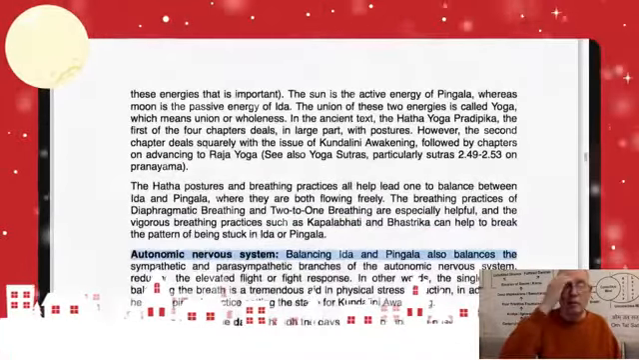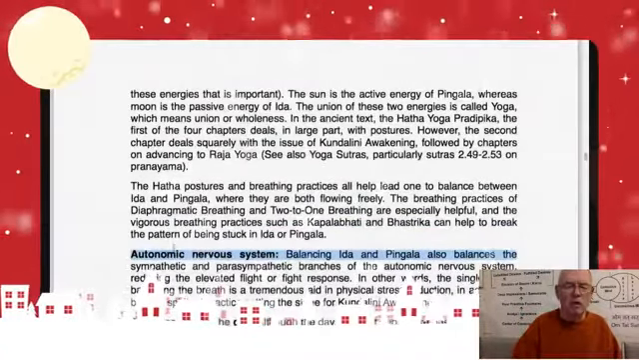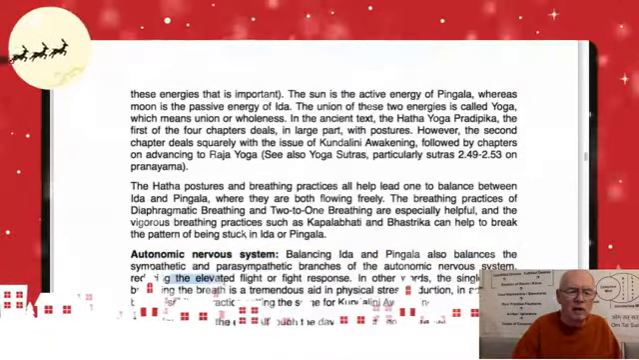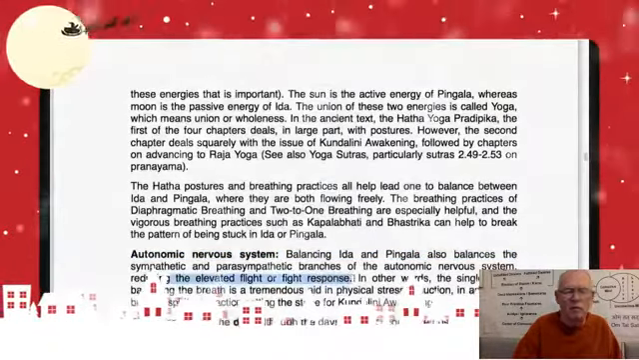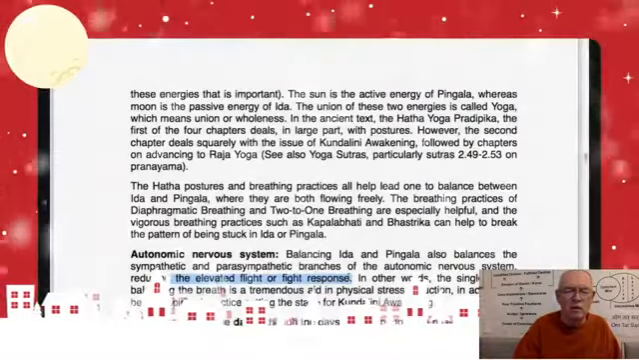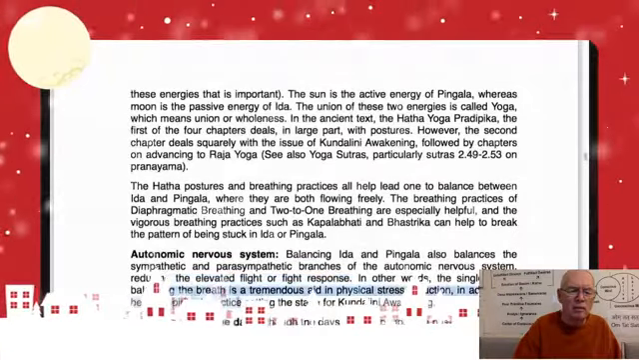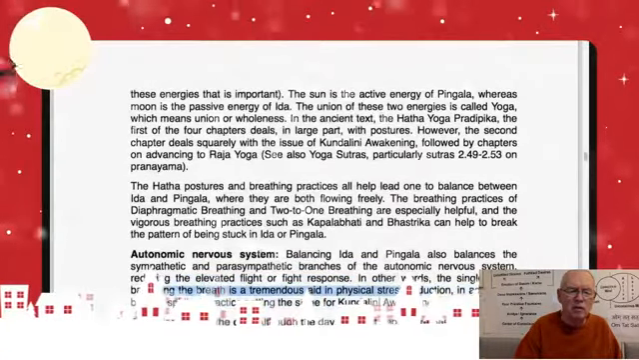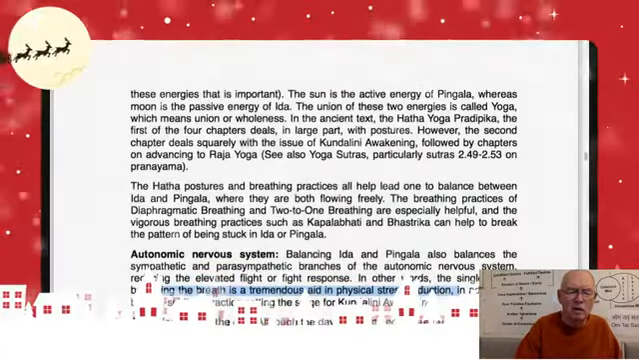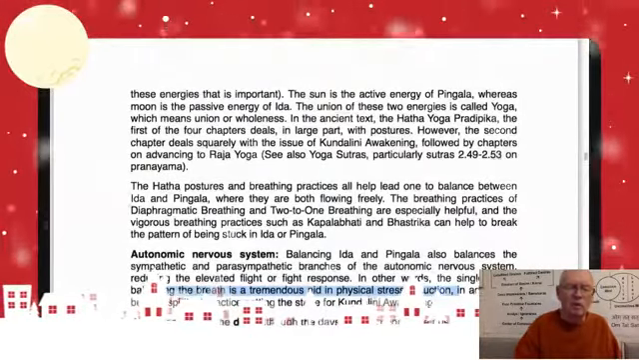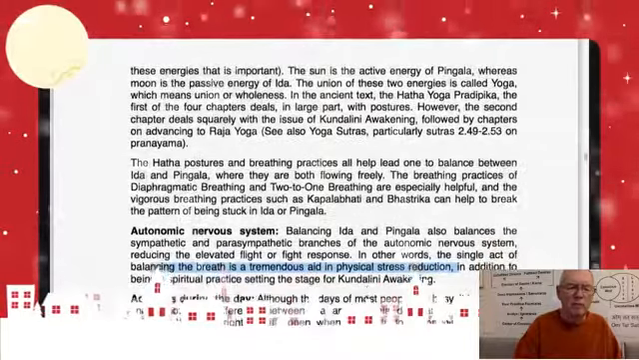Balancing the breath balances the sympathetic and parasympathetic branches of the autonomic nervous system, and it reduces the elevated fight or flight response, which is commonly called stress. In other words, the single act of balancing the breath is a tremendous aid in physical stress reduction, in addition to being a spiritual practice for Kundalini.